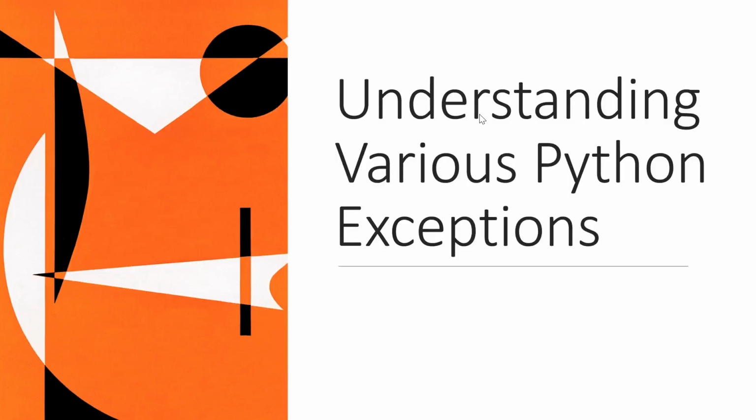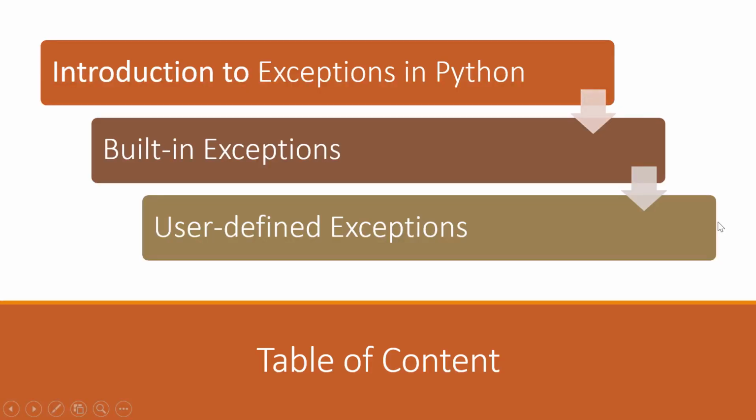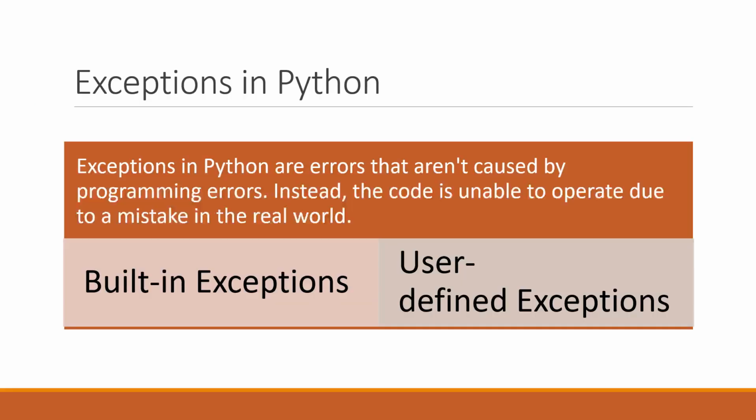In this video, we will understand about different types of exceptions which are available in Python. So we start off this video by giving an overview related to what are exceptions in Python. After this, we will discuss two major categories of exception. So very first is the built-in exception and second is the user-defined exception. And we will discuss both of these exceptions in detail in this video. So without any further delay, let's jump on to our very first topic.